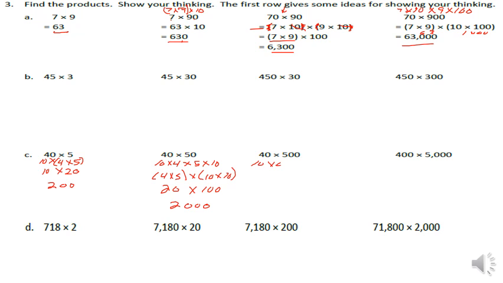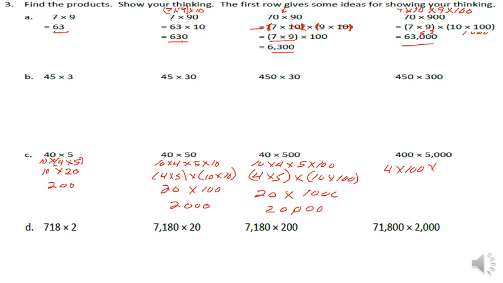This one we're going to go 10 times 4 times 5 times 100. So when we change them around, we can go 4 times 5 times 10 times 100, which now we have 20 times 1,000, which gives us 20,000. And our last one is 4 times 100 times 5 times 1,000. We put them together, we know we got 4 times 5 times 100 times 1,000. So we end up with 20 times 100,000. So that's going to give us 2 million.